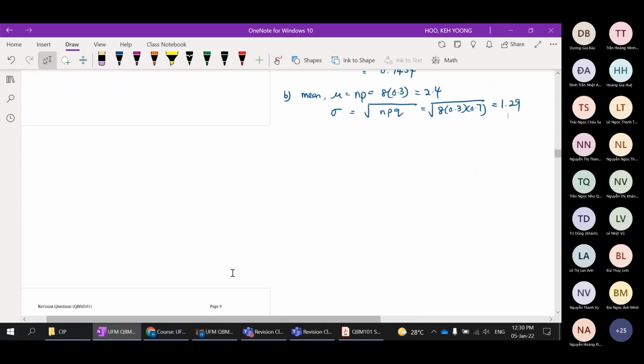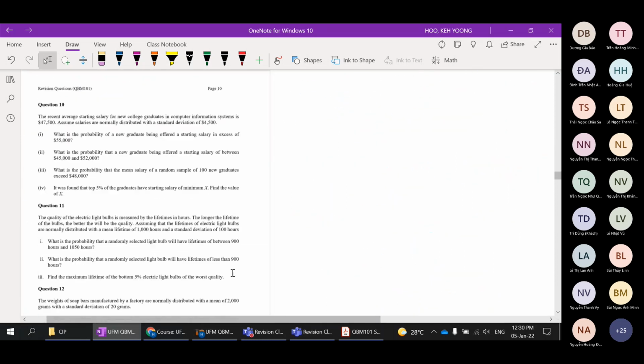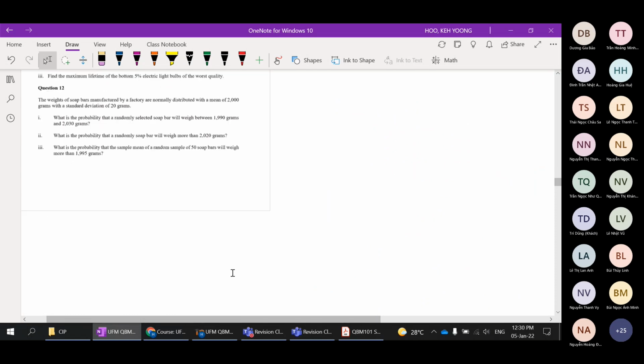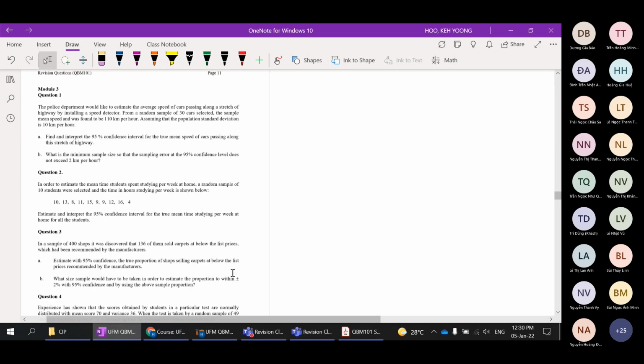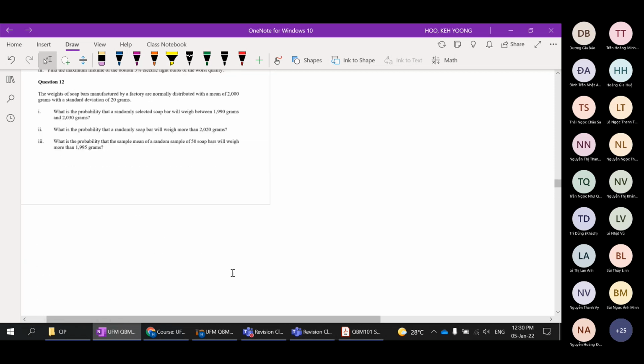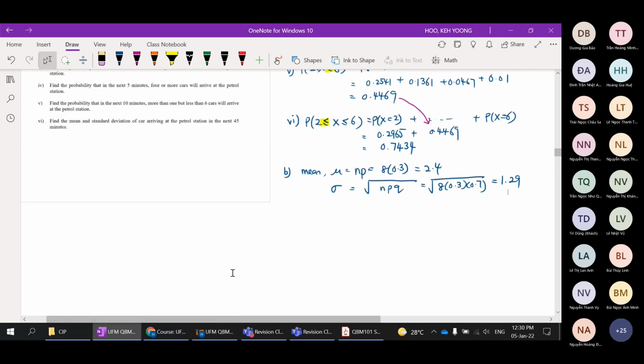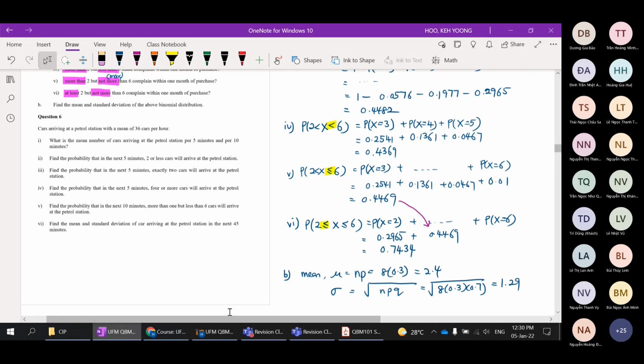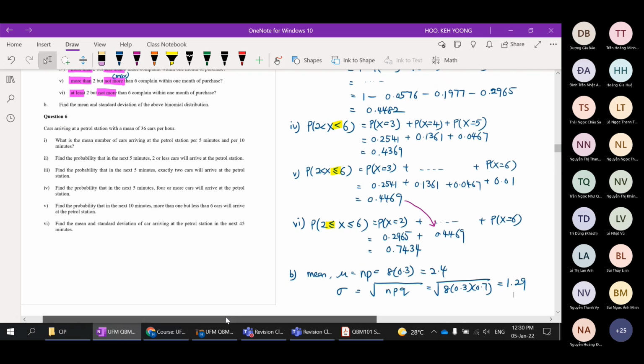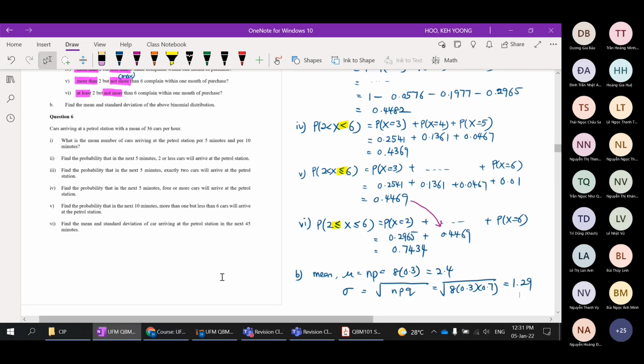How many questions are there in module 2? Wow, we have 12 questions. Hopefully we can finish module 2 today. If there are no questions, I'll move on to question 6. You read question 6.